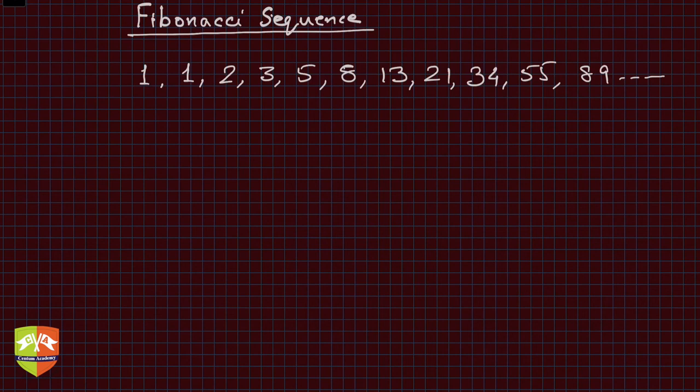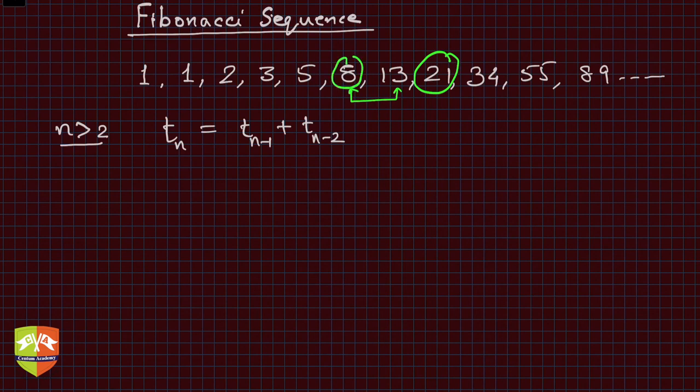If you notice this sequence carefully, you will see that for any term Tn, when n is greater than 2, Tn is simply Tn minus 1 plus Tn minus 2, right? The nth term is the sum of the previous two. Let's take any random term here. 21 is made up of 8 plus 13. Check. Correct. If you take 8, 8 is the sum of 3 plus 5. Correct. 55 is the sum of 21 plus 34. So, this is another type of sequence.